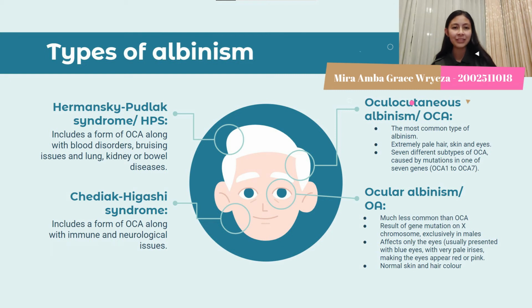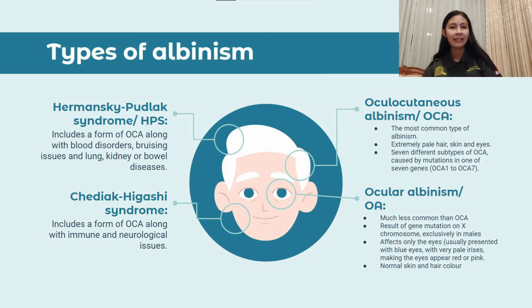I will continue by talking about the types of albinism. So in general, albinism is categorized into 4 different types. The first one is OCA, which is the most common type of albinism. This albinism is characterized by extremely pale hair, skin, and eyes. And there are 7 different subtypes of OCA caused by mutations in one of 7 genes, OCA1 to OCA7.